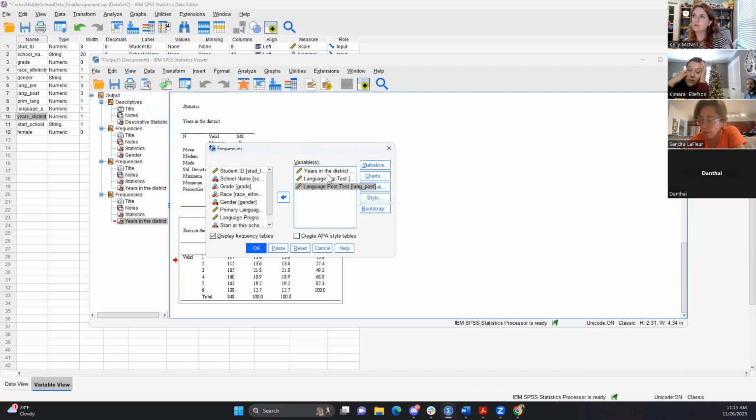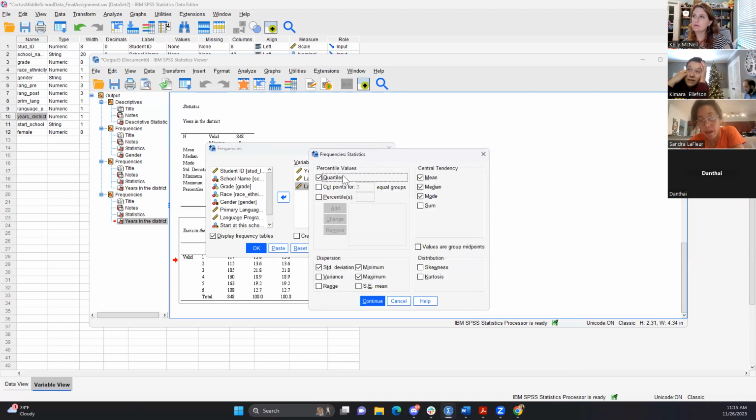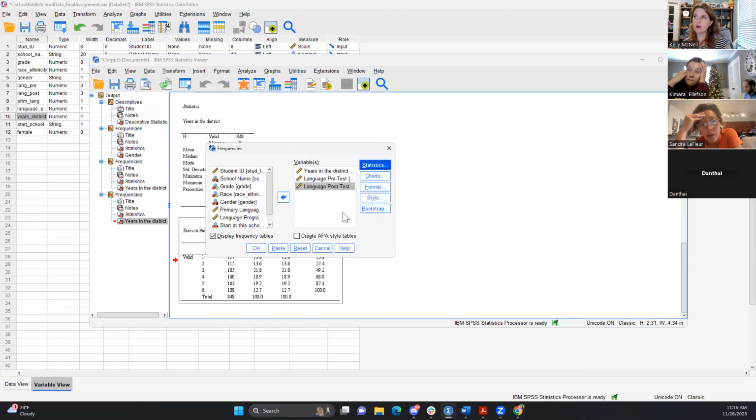I think so. I would say let's run that. I don't want to do any of these right now. I don't want to do the quartiles. I think we should just keep it straight for now. I can do the mean, median, and mode if we want. Do we think that is valuable? Yeah. Okay, all right. So we're doing years in the district, pre-test and post-test, and that's it right now.